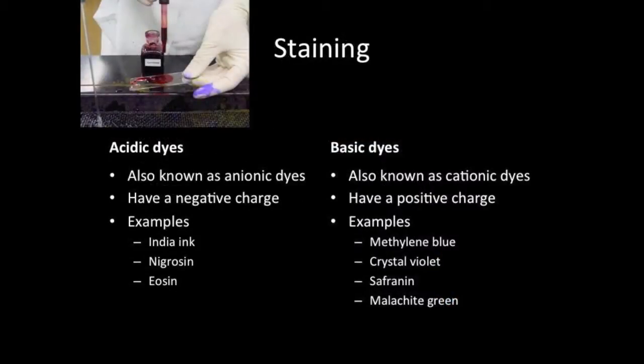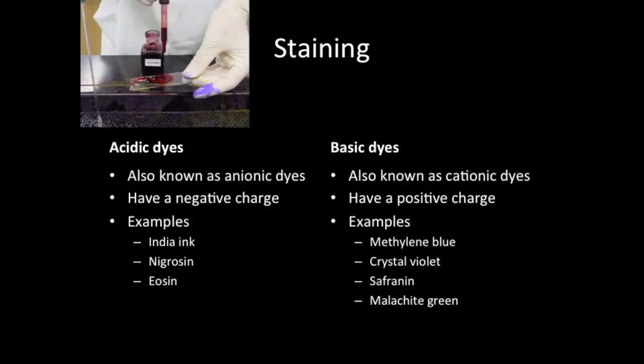Staining techniques make use of different types of dyes. Dyes in solution are known as stains. Acidic dyes, also known as anionic dyes, have a negative charge. The negatively charged dye is attracted to structures or components of the cell that are positively charged or are alkaline. Examples of acidic stains include India ink, nigrosin, and eosin.